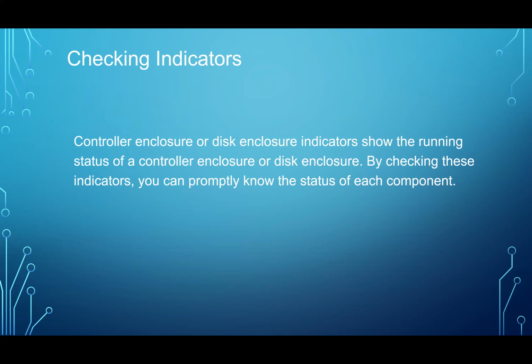The first step in system management is checking the indicators. The controller enclosure or disk enclosure indicators show the running status of a controller. By checking these indicators, you can promptly know the status of each component.